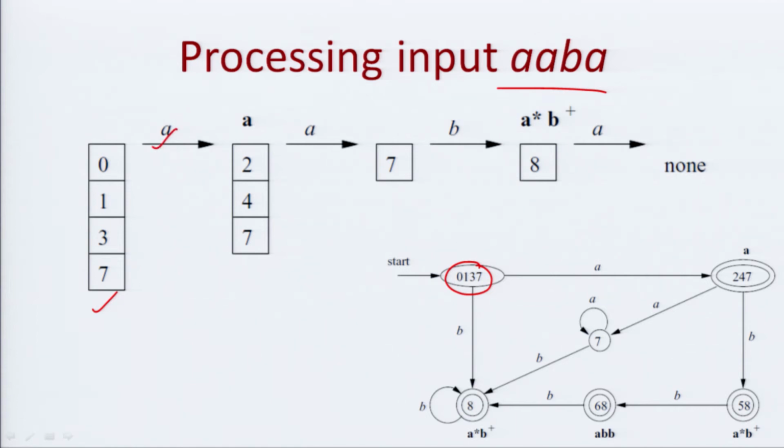So, we will move to state 2, 4, 7. Now, the input symbol is A, so I will move to state 7. Now the next symbol is B, so we will move to state 8, and again the next symbol is A. For A, there is no outgoing transition.